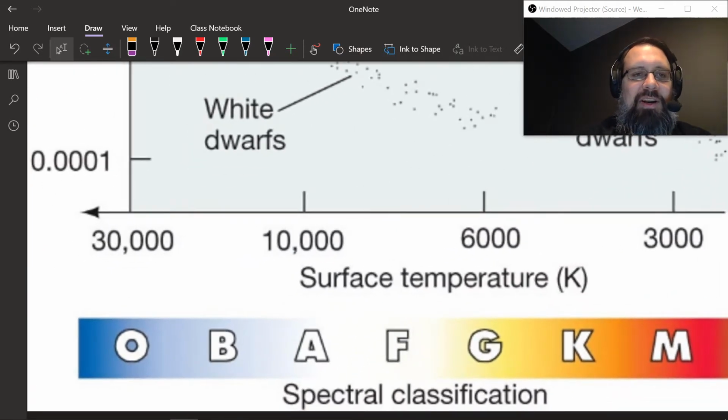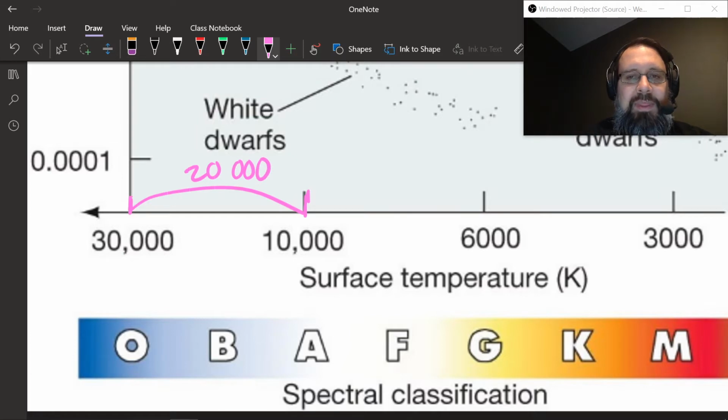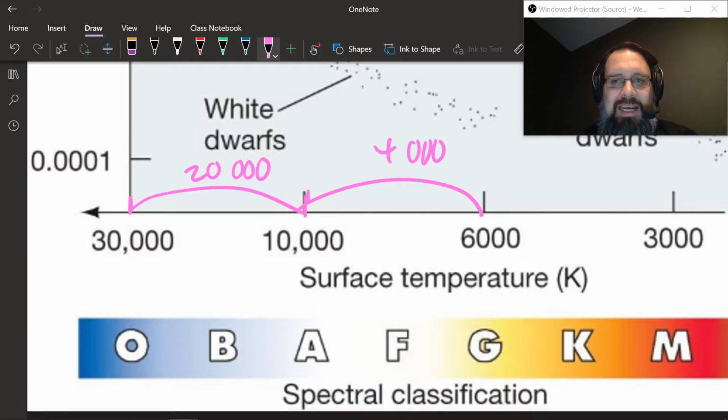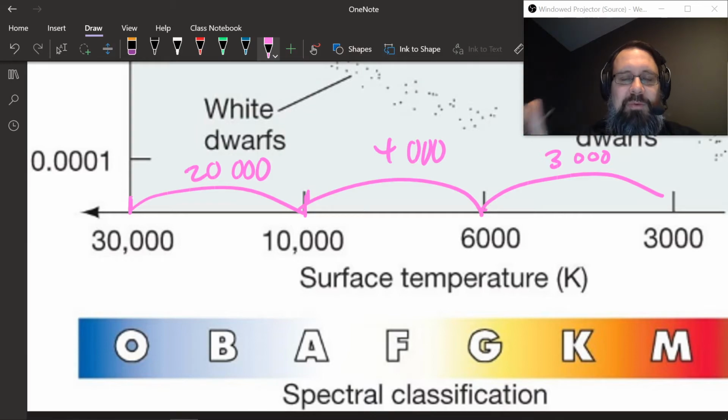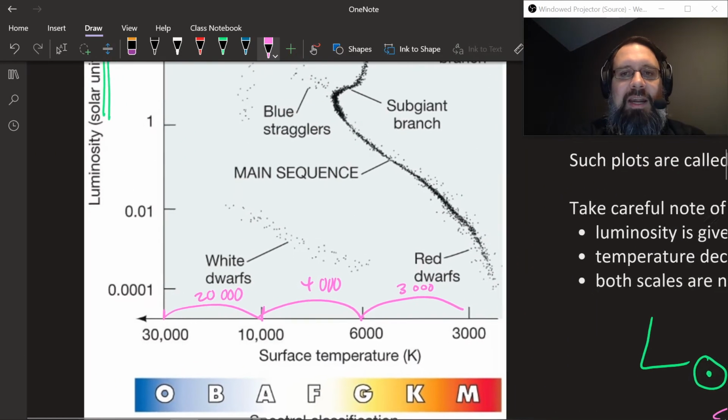And then the last thing is that both scales are not linear. If you notice here, from the axis to this dot here, that's a distance, a difference of 20,000. Whereas here to here is only a 4,000 difference. So this is not a linear scale. If you go even further, this is a 3,000 distance. On a linear scale, each spacing would be the same. This is not a linear scale.